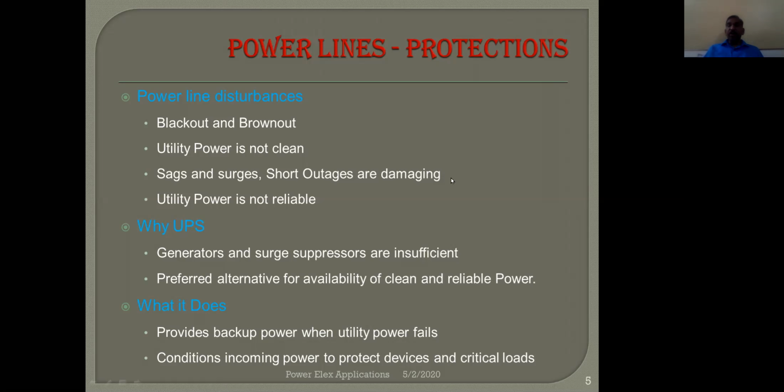So as utility power or mains power is not clean, there are chances of blackouts and brownouts, as well as sags, surges, high inrush currents, small fluctuations, and outages. These look small on the time scale, but they are more dangerous because they may damage your device permanently. So this is also important.